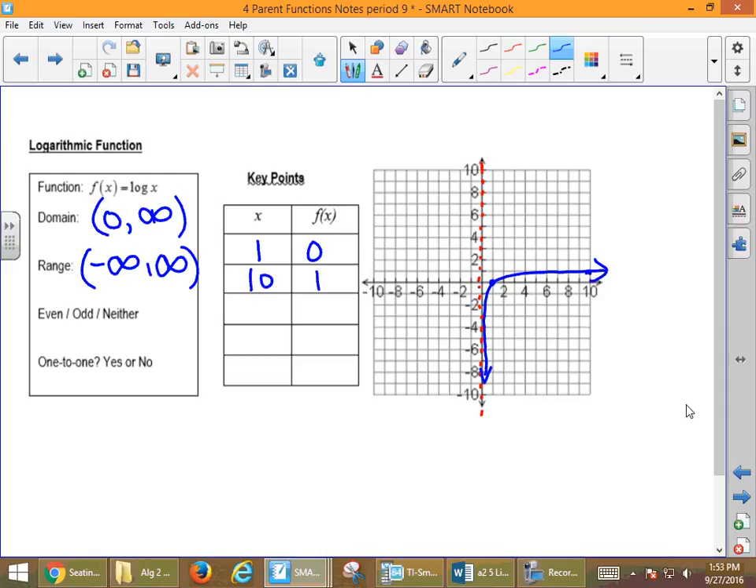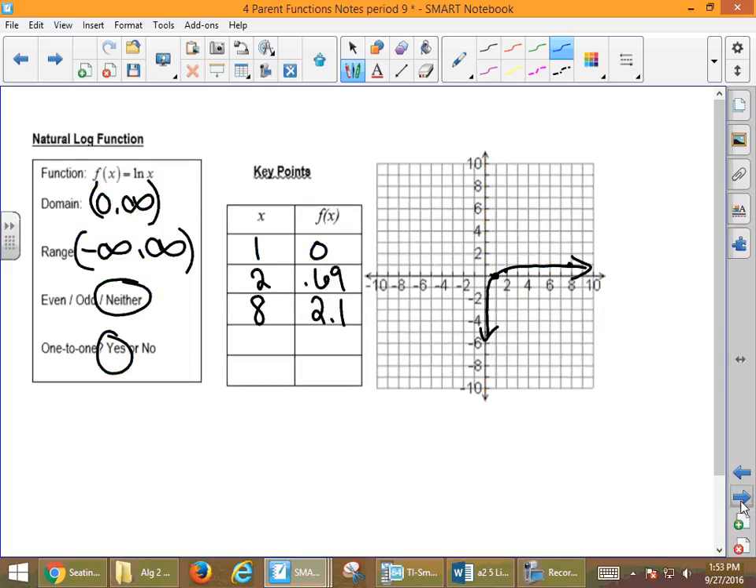If you remember from yesterday, even means symmetric with respect to the y-axis. Odd means symmetric with respect to the origin. And we don't have either one of those situations, so this is neither. And is the graph 1 to 1? Well, drawing any horizontal line on here will show us that we never touch the graph more than once. So there's our logarithmic function.